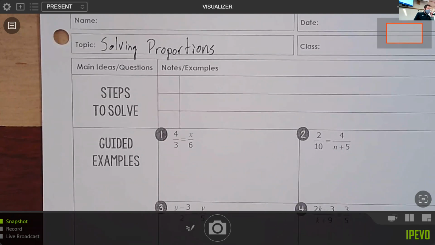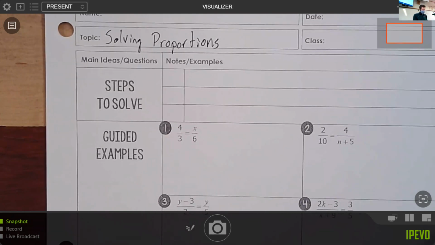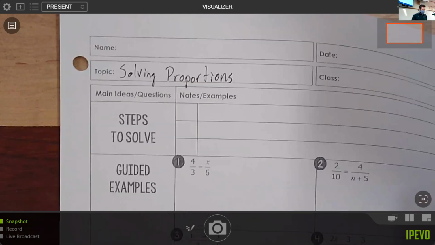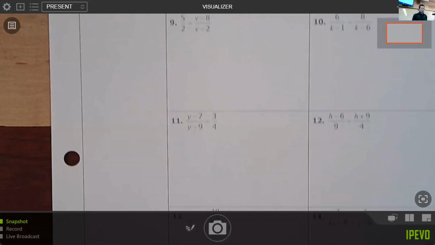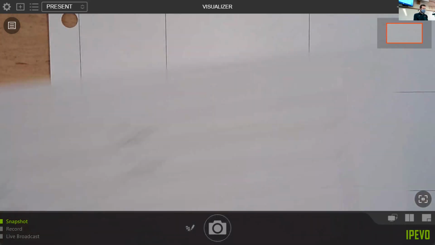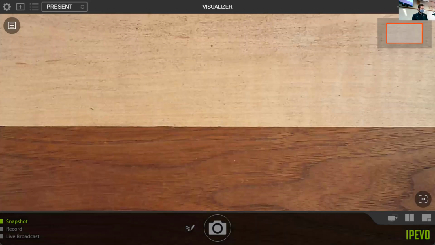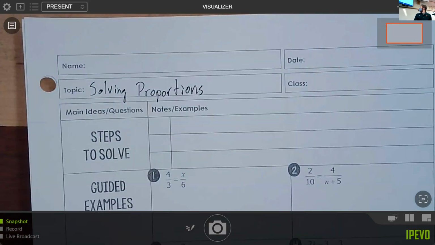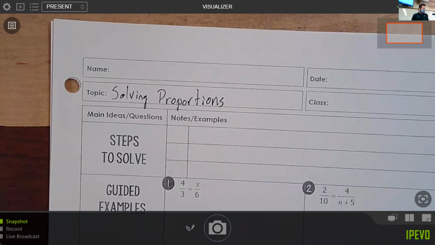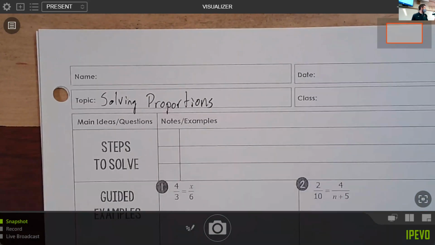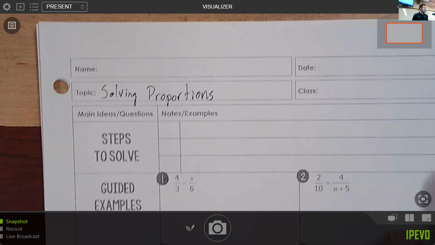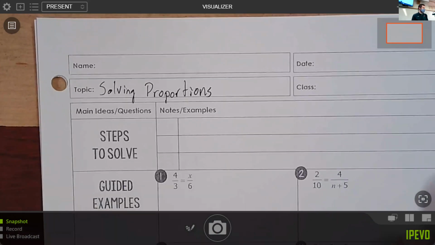What's that? Yeah, fractions throughout the whole thing. Every single problem has a fraction on each side of the equal sign. And a proportion, we're not necessarily going to write a definition of it, but things that are in proportion have equivalent ratios. And ratios can be written as fractions, like 4/3 or x/6.